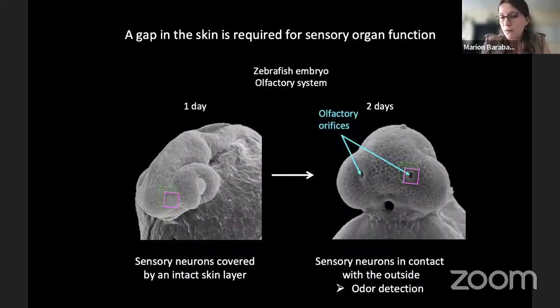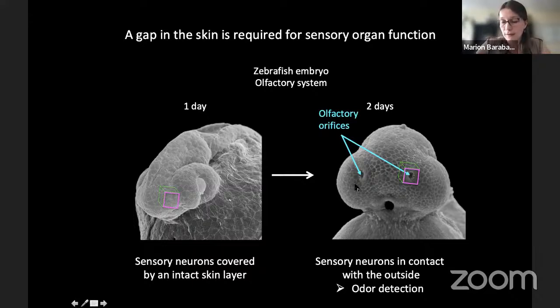So actually, the system we are using in the lab, which is the olfactory system of the zebrafish embryo, is well suited to study such questions, because at early developmental stages the sensory neurons are completely covered by an intact layer of skin. Then the formation of an orifice within the skin will reveal those neurons, and they will be in contact with the outside and able to detect odors. So really, in this model, the formation of a gap is essential to allow the function of the sensory organ.